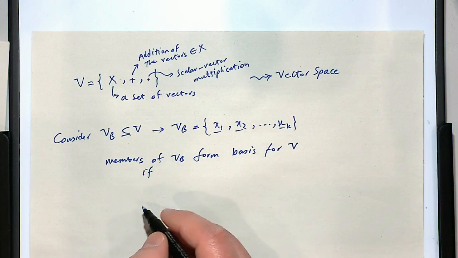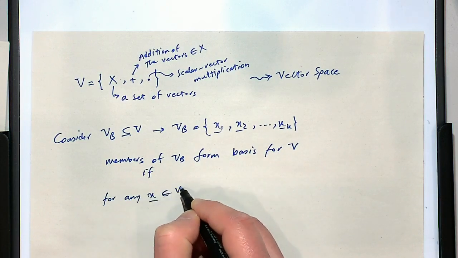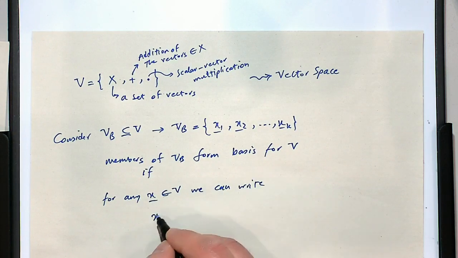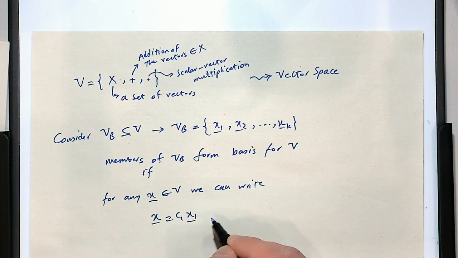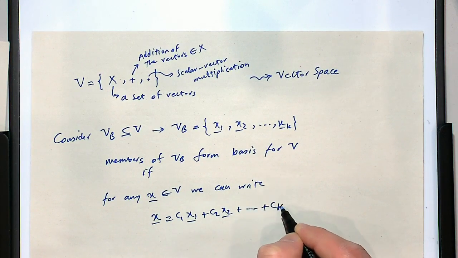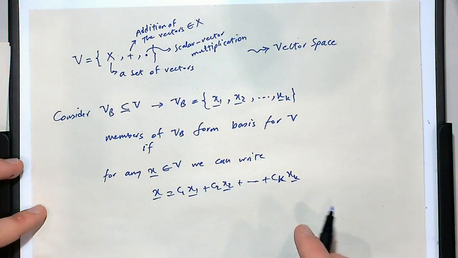if for any vector that we have in space V, we can write it as a linear combination, which means that any vector that we pick up from space V can be written as a linear combination of the vectors from space VB. So, okay, this is a basic, general definition.